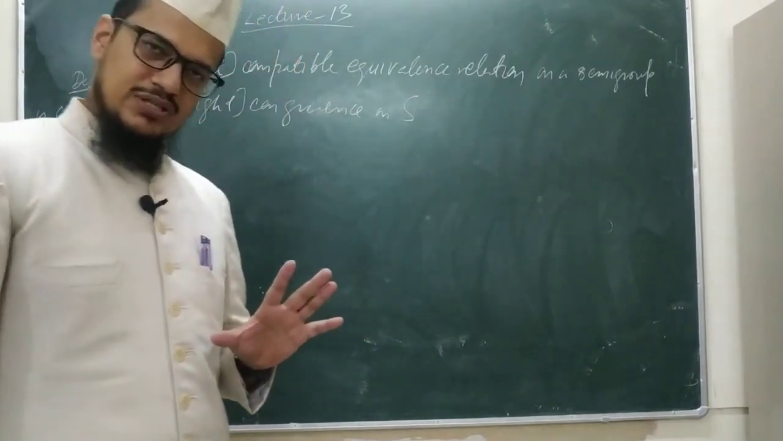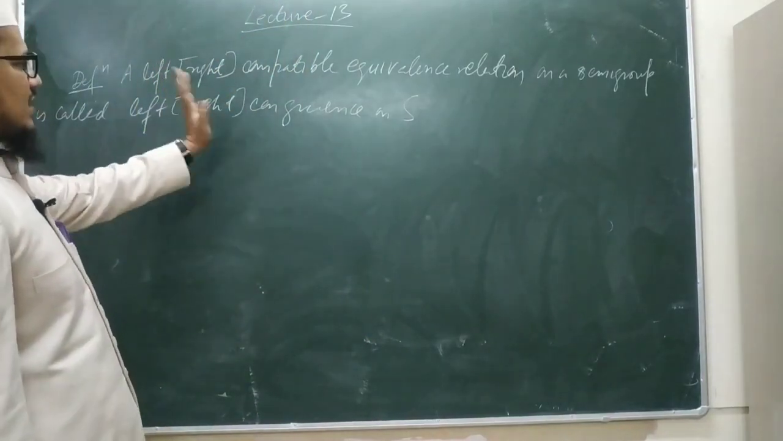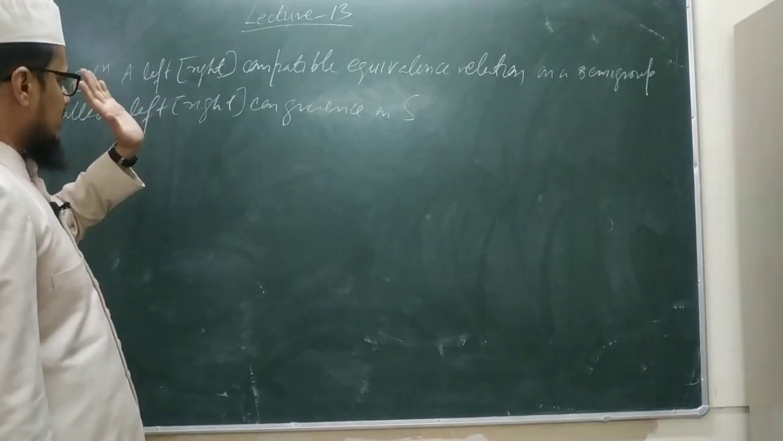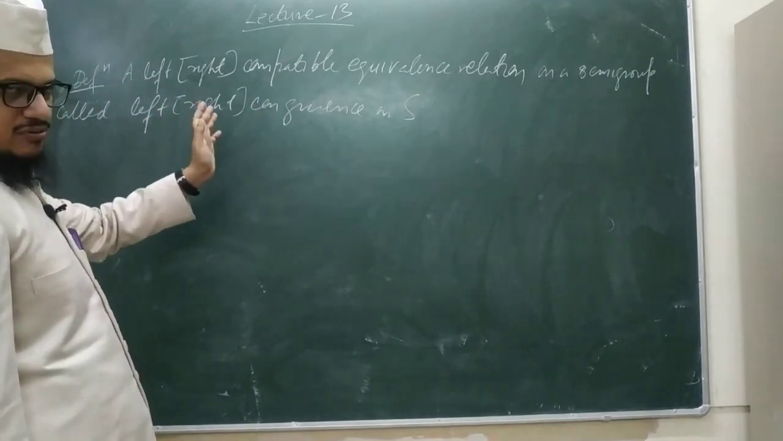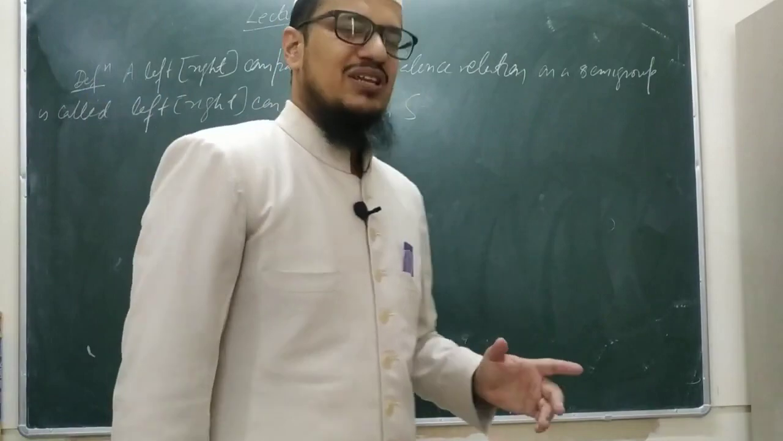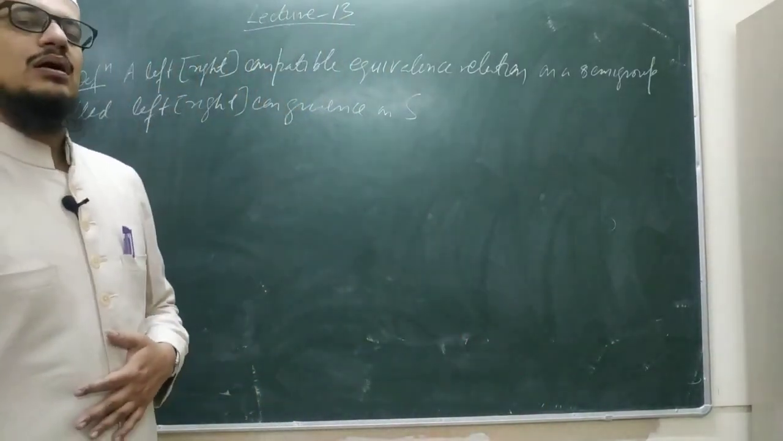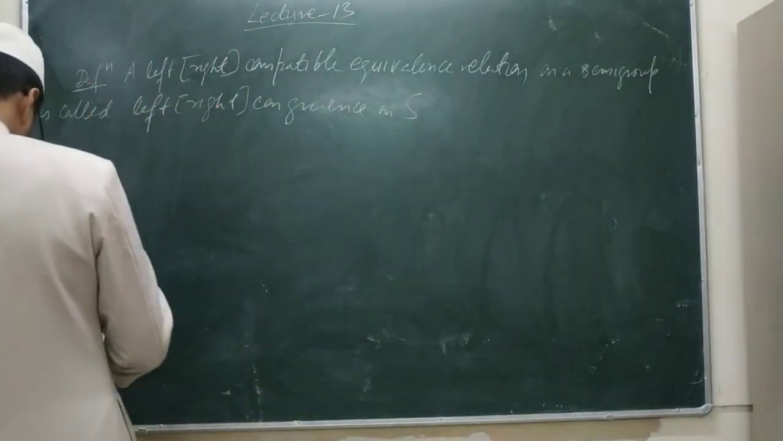If R is an equivalence relation and if R is left compatible, then we call it a left congruence. When R is right compatible, a right compatible equivalence relation is called a right congruence. A left compatible equivalence relation is called a left congruence. And when it is both, that compatible equivalence relation is called a congruence.